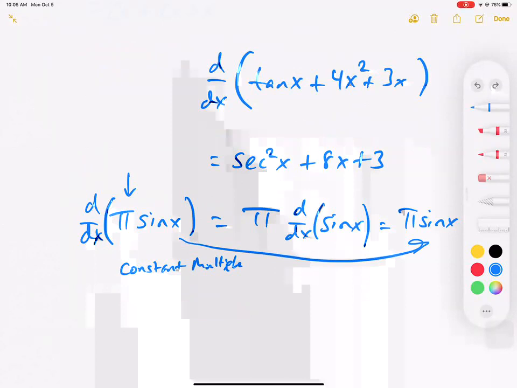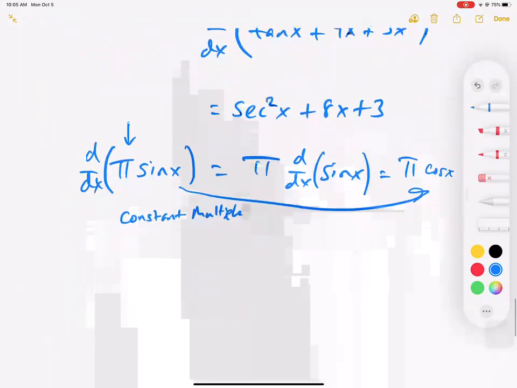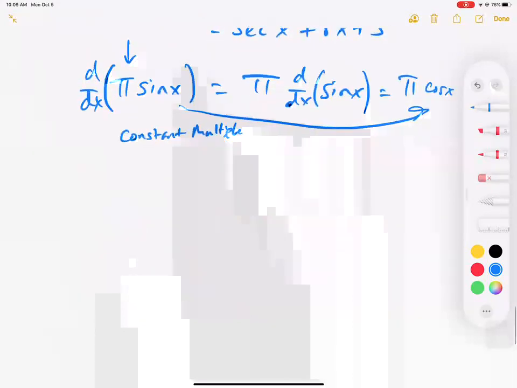Oh, sorry, you're right. I made a mistake at the end. I'm just copying. That's what happens when I copy someone else's homework. I'm not copying anyone's homework, I'm just saying.